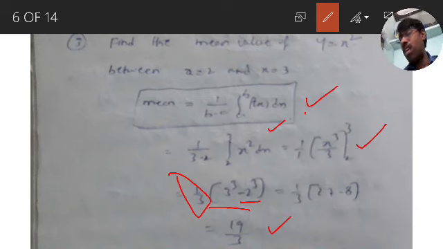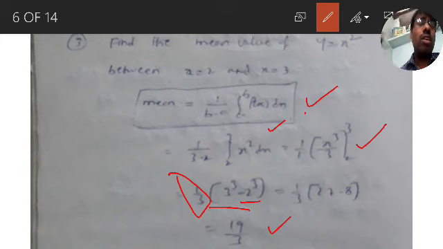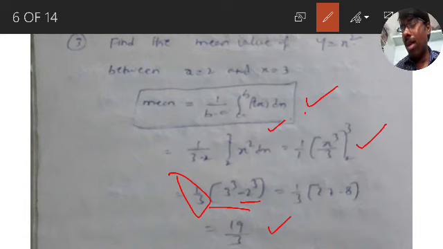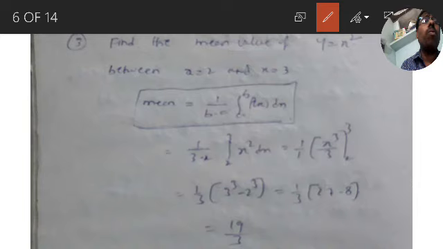So understand the concept, a very simple concept. What is the mean value of a function over an interval? Mean is equal to 1 by b minus a, integration a to b f of x dx. So substitute all the given values, a value, b value, f of x value, integrate, then do upper limit minus lower limit as per the fundamental theorem of integration, then finally calculate the mean. Now the mean is equal to 19 by 3 here. So this is my third problem.